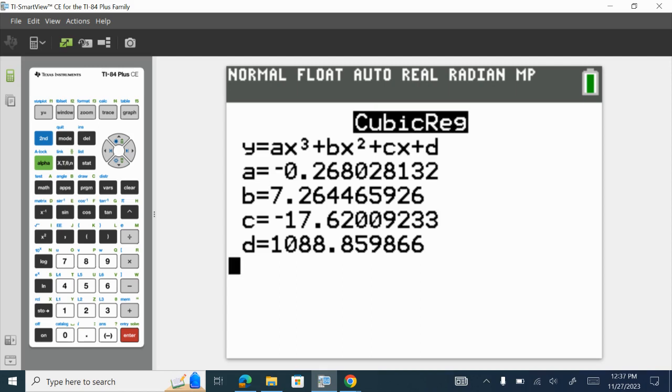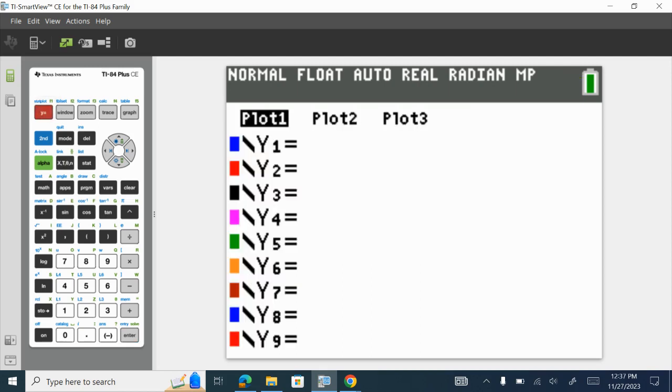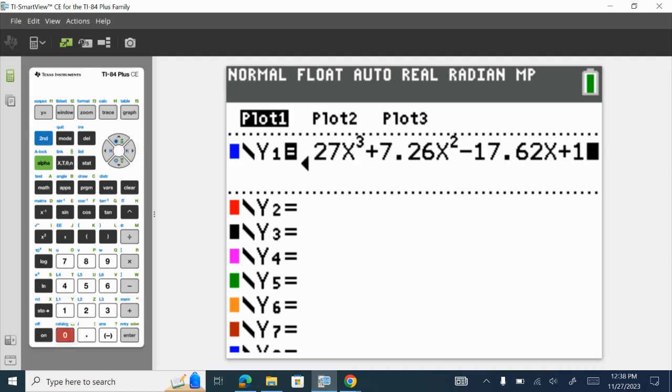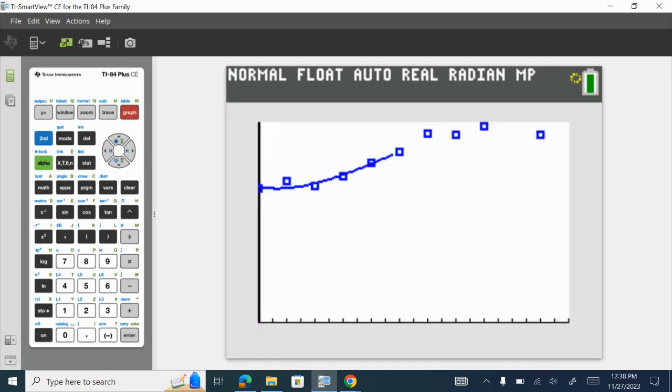Okay. So in my y equals function, I'm going to do negative 0.27x cubed plus 7.27x squared minus 17.62x, and then plus 1088.86. X to the power of 3. We got to test it, though. It doesn't hit all of them. Okay. Right. Yeah, it won't be exact because it's real world data.